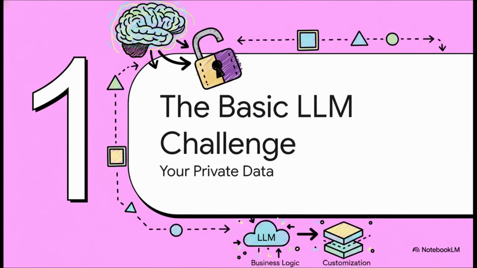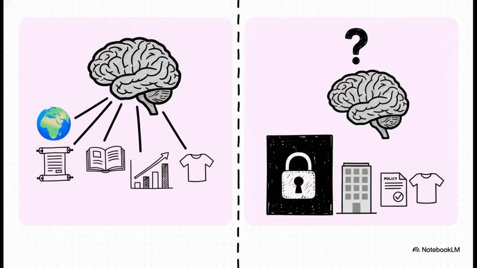Okay, so to really get this, we have to start with the most fundamental problem that large language models, or LLMs, have right out of the box. It's a challenge that pretty much every developer hits the second they try to use an LLM for their own business. You see, a standard LLM like GPT knows a ton about the public internet. So sure, it can tell you who the first person on the moon was, no problem. But what happens when you ask it something specific to your company? Like, hey, what's our t-shirt refund policy? Crickets. It has no idea, because it's never seen your private company documents.